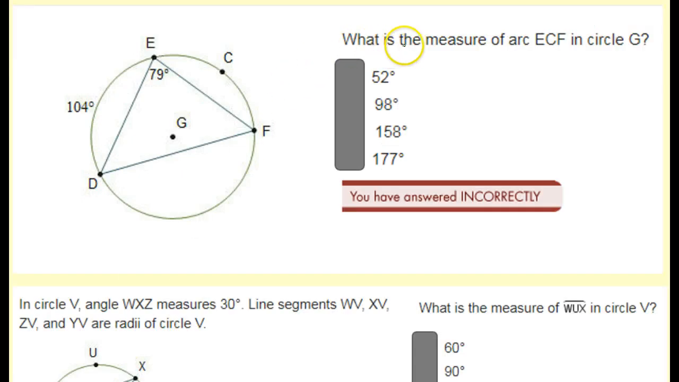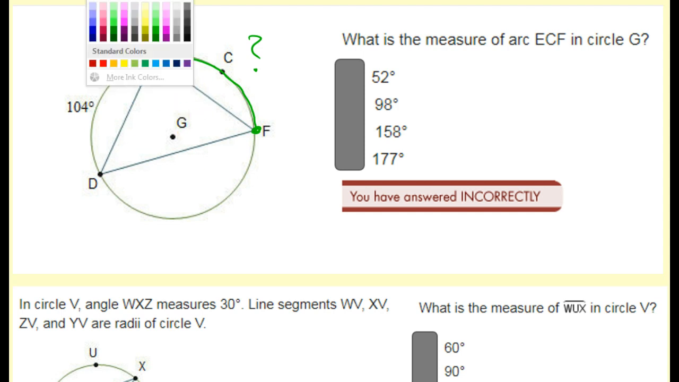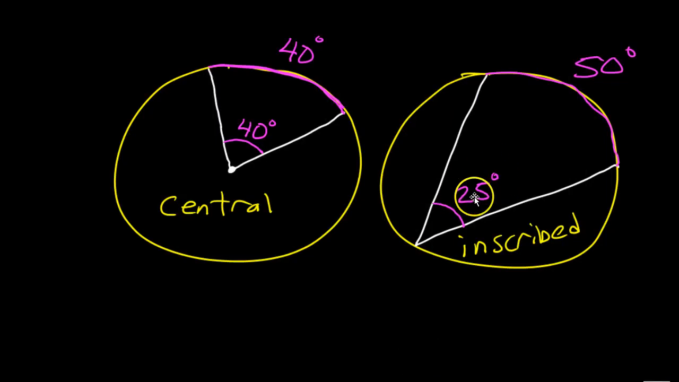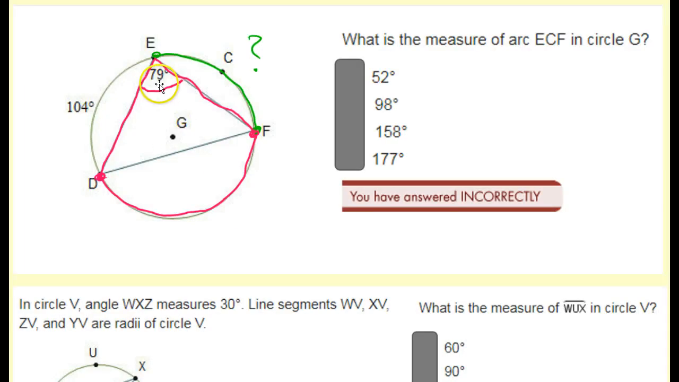For the next problem, we are asked what's the measure of arc ECF? Here's arc ECF right here. This is what we are supposed to find. Let's see what we have to work with. Notice we are given this inscribed angle right here, 79 degrees. This inscribed angle has an intercepted arc, which goes from here to here. This is the intercepted arc that goes with the inscribed angle. So we're back in this situation right here. Remember that the intercepted arc should be double whatever the angle is.